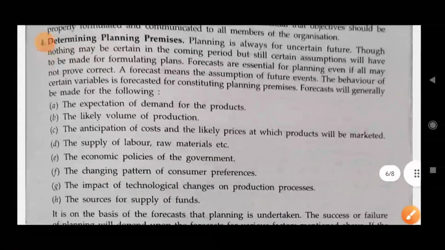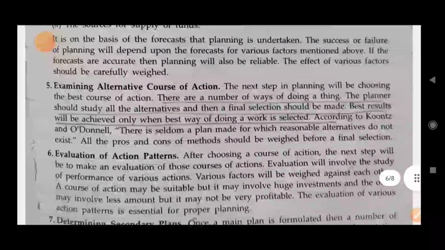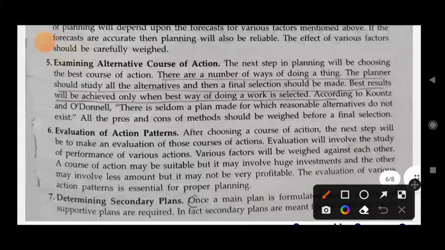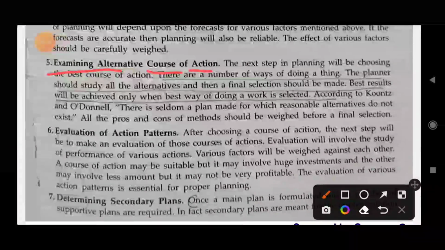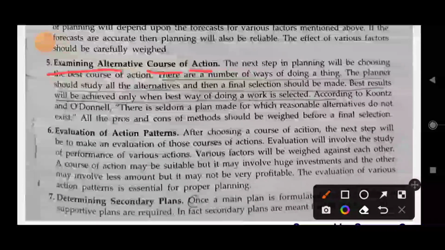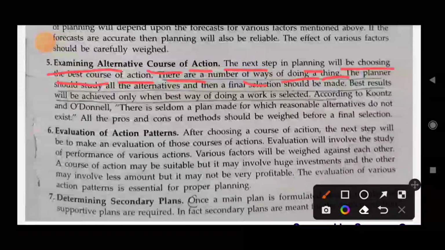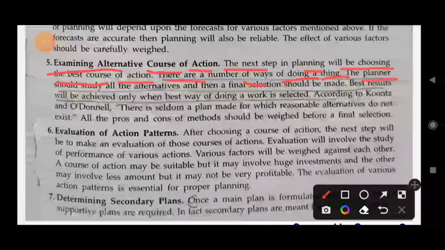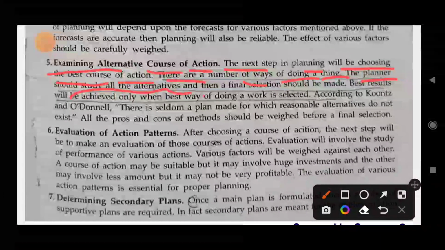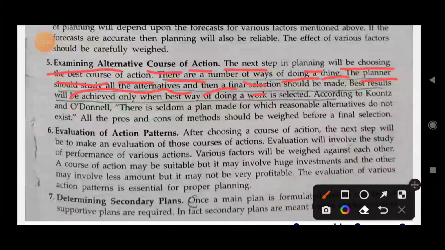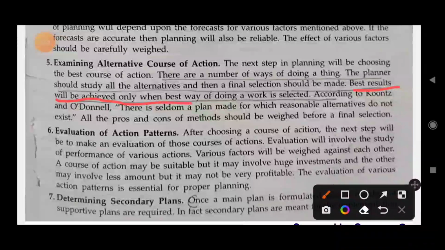Next one is examining the alternative courses of action. The next step in planning will be choosing the best course of action. There are a number of ways of doing a particular thing. So the planner should study all the alternatives and then finally the selection should be made. The best results will be achieved only when the best way of doing the work is selected.